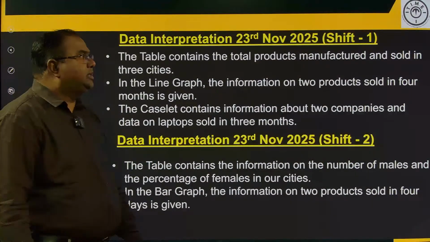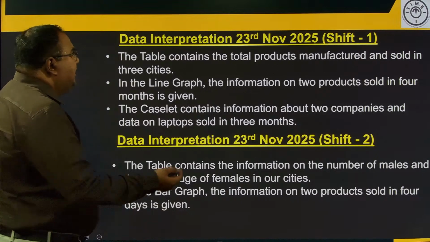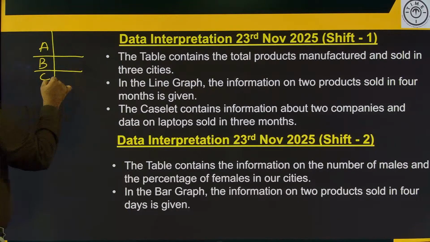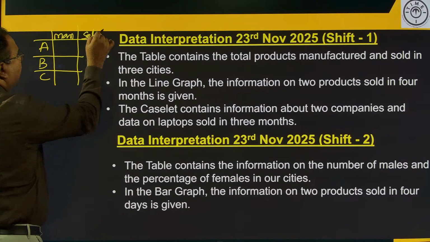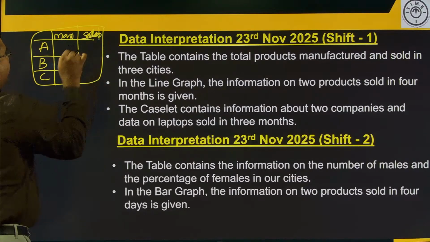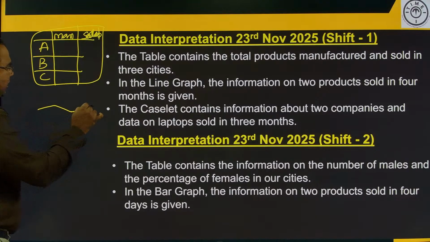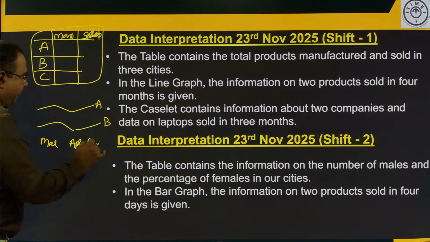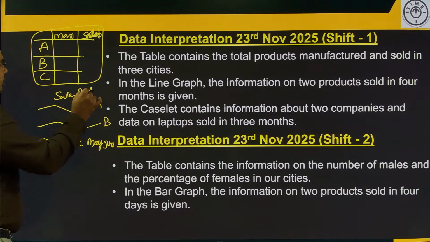Now if you look at 23rd November shift 1, the table contains total products manufactured and sold in 3 cities. So it is 3 cities A, B, C. Total products manufactured information is there, and we have total sales. Out of this, how many were sold? That information is also given, right? Then the line graph contains information about sales of 2 products A, B in 4 months, March, April, May, June. So sales of 2 products is given. Based on this, we have questions.